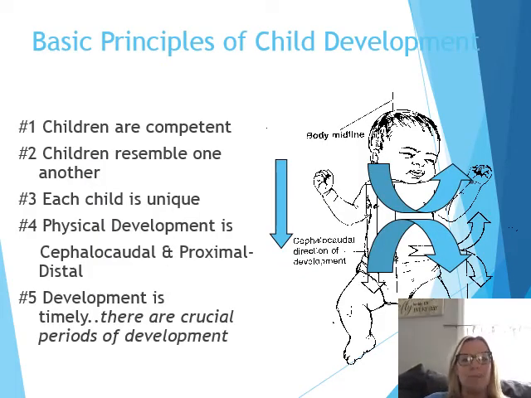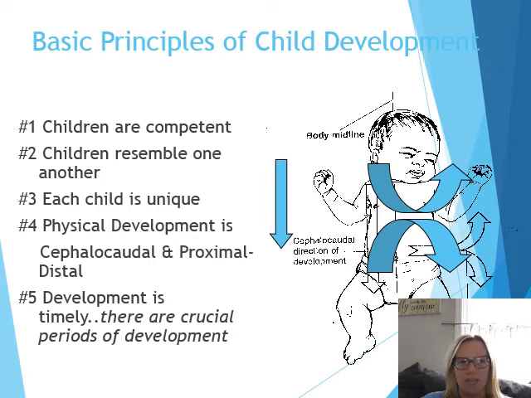All right, so the basic principles of child development. One of the things I will say, children are competent. Children can resemble one another. We said not all babies are alike, not all children are alike, but they can resemble one another, which is why when we look at newborn security, it's one of our priorities in the newborn nursery.